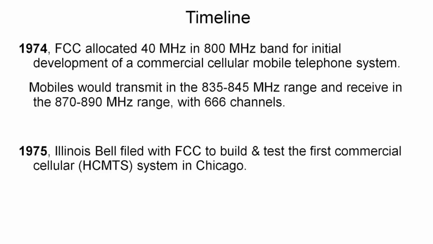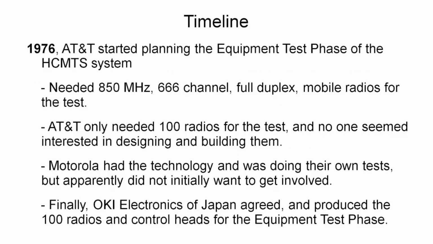In 1974, the FCC allocated 40 megahertz in the 800 megahertz band for initial development of a commercial cellular mobile telephone system. The mobiles would transmit in the 835 to 845 megahertz range and receive in the 870 to 890 megahertz range, with 666 channels. In 1975, Illinois Bell filed with the FCC to build and test the first commercial HCMTS system in Chicago. In 1976, AT&T started planning for the equipment test phase of the HCMTS system.